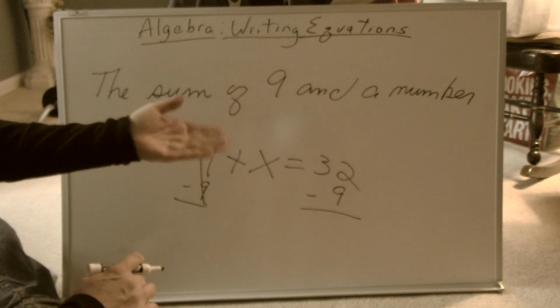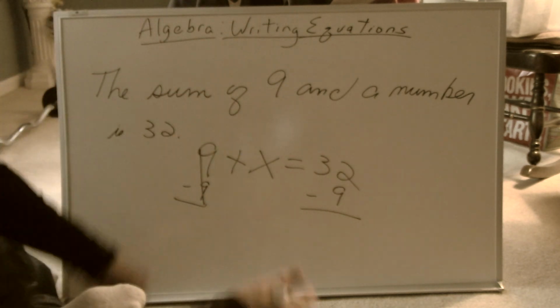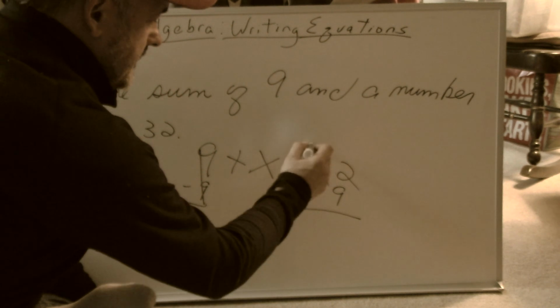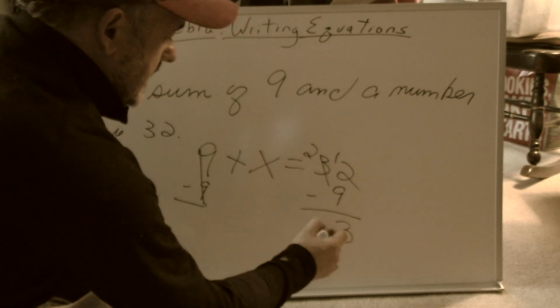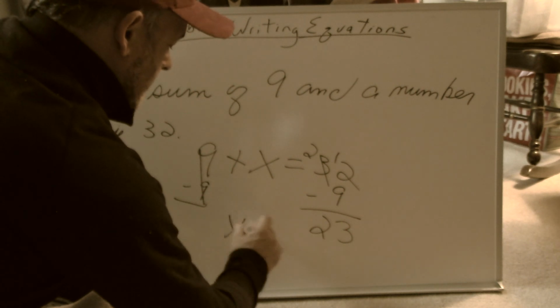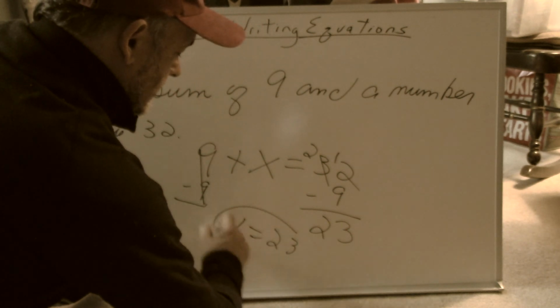Now let's subtract 9 from 2. Well, you can't do that. Borrow from here. This becomes a 2 and a 1. 9, 10, 11, 12. That's 3. Bring down the 2. 23. So X is 23. No big deal.